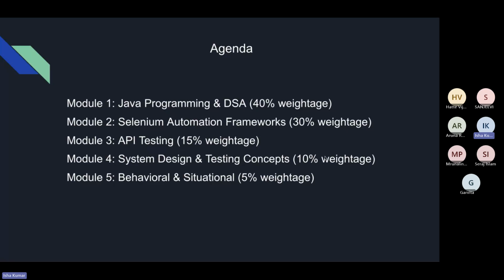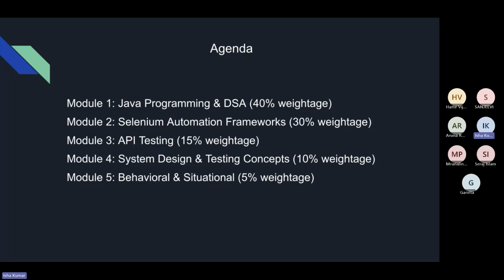Coming to module 4, we will discuss how to approach system design questions and testing concepts, because at the end you might be good at coding, but you are a testing person. So your mindset and your behavior should be with respect to testing.